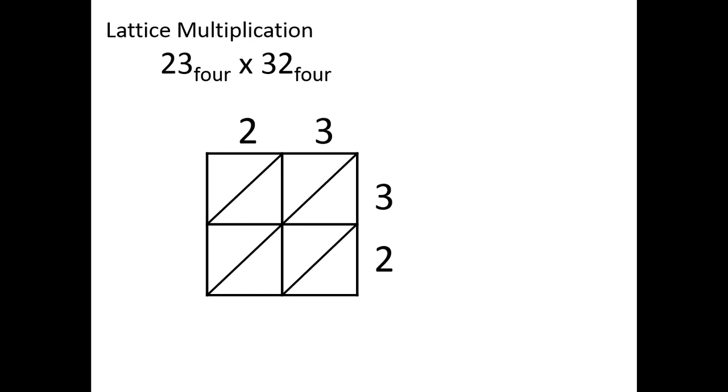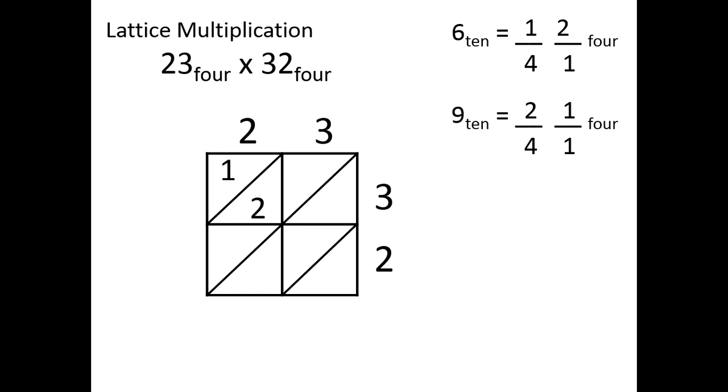So when we multiply 2 times 3, we can think 6, but we have to write 1, 2. 3 times 3, we can think 9, but we have to write 2, 1. 2 times 2, we can think 4, but we have to write 1, 0. And 3 times 2 is 6, which we've already said is 1, 2. The diagonals still are telling us the place values for these digits.